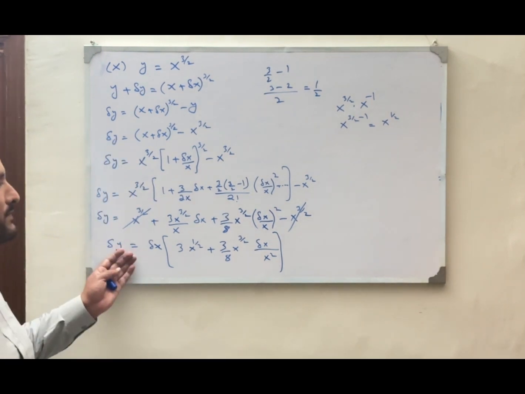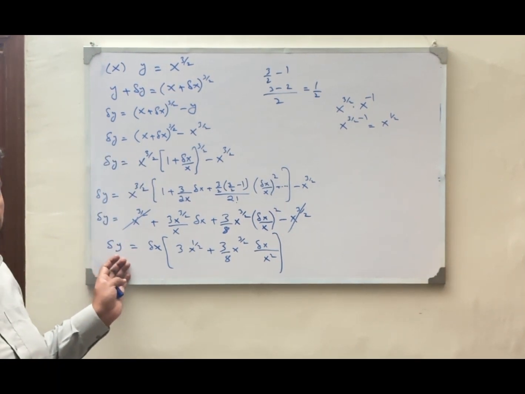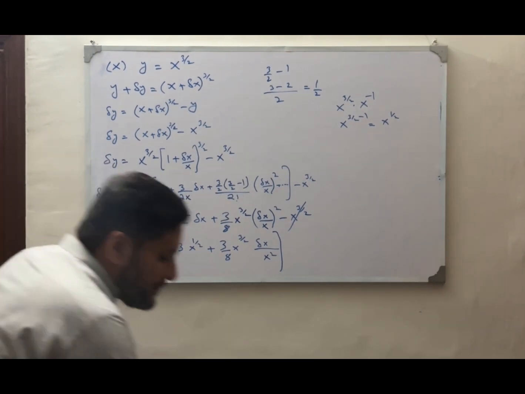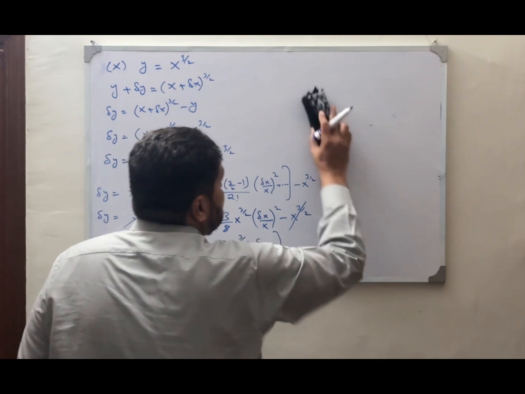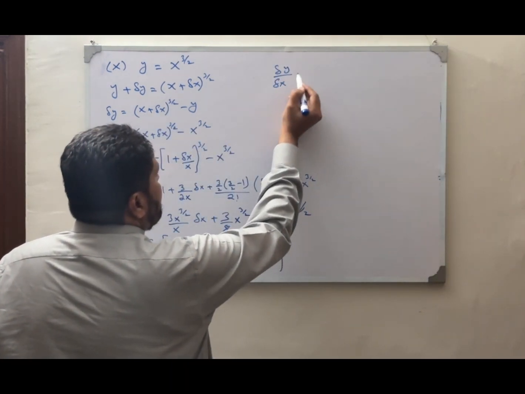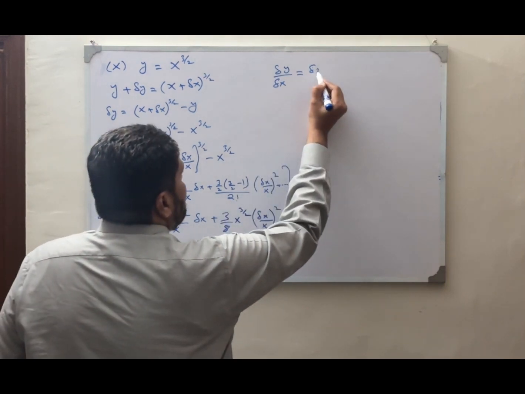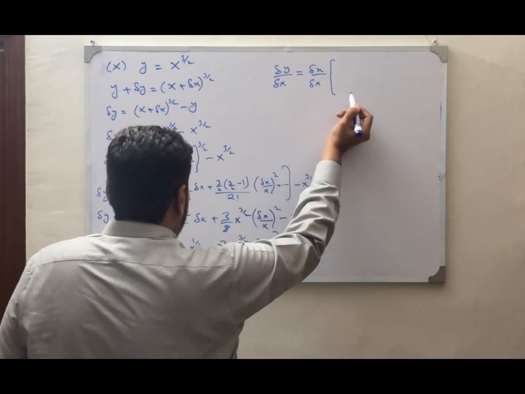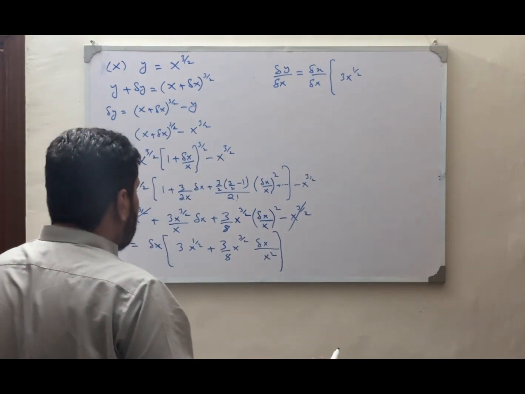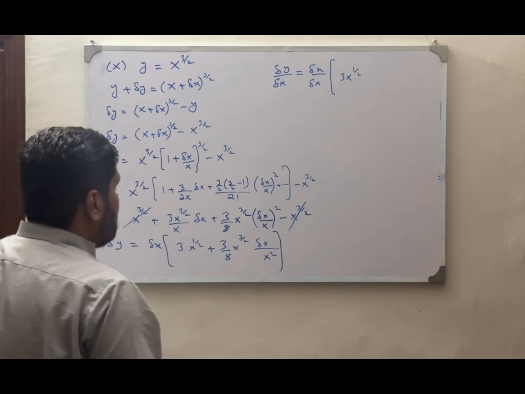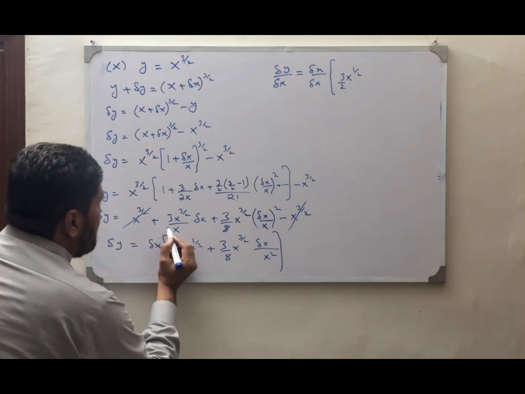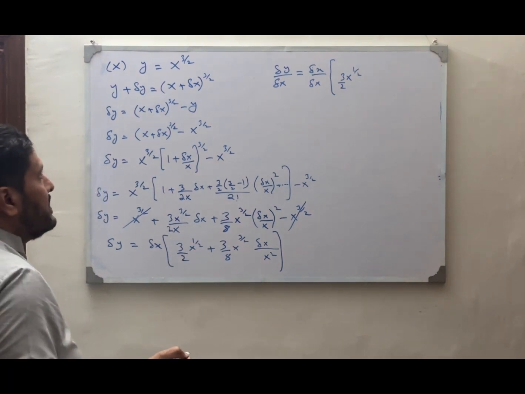So we have simplified this term. Then for the third step, we have to divide delta x on both sides of the equation. Now by dividing delta x on both sides of the equation, we have delta y by delta x, that is equal to delta x divided by delta x into 3x power 1 by 2, sorry 3 by 2, we have omitted this 2, so 3 by 2x power 1 by 2.